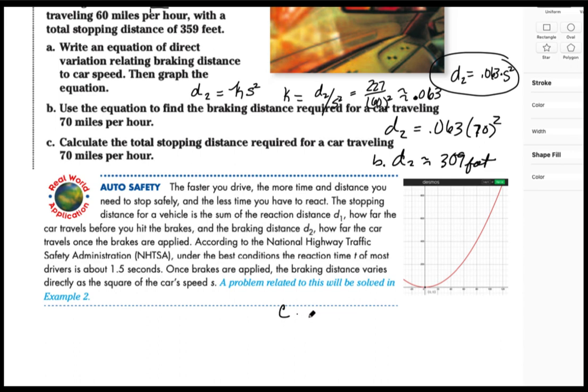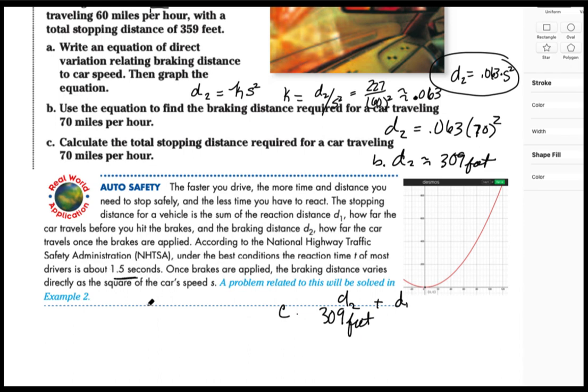So this total stopping distance is going to require the value from part B, which is 309 feet. And any idea how we will calculate this beginning part? How do we calculate the stopping distance? The first part, the reaction distance, d sub 1. So this is d sub 2 plus d sub 1 is what we need here for part C. And d sub 1 can be calculated given this bit of information.